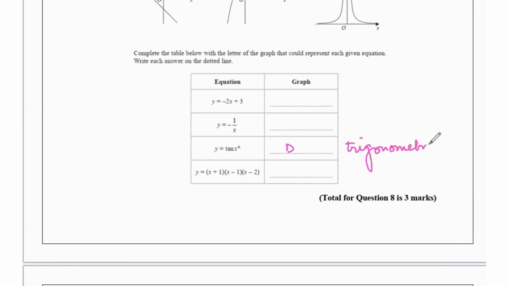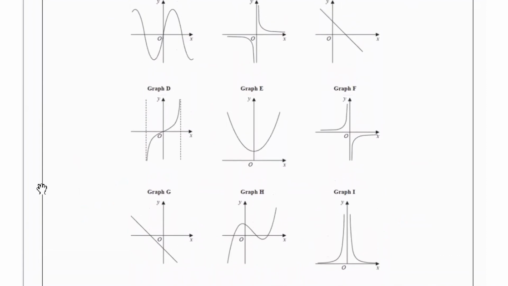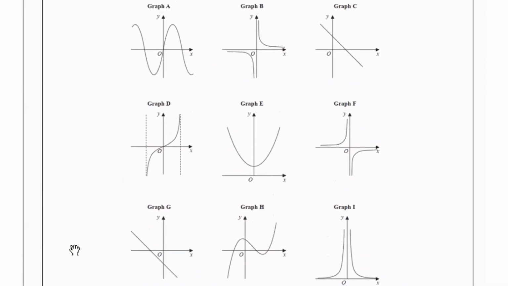Metric graph. Then y equals x plus 1 times x minus 1 times x minus 2. So when you have three x-intercepts, that means it's a cubic function. So for the cubic function, they only gave one graph, which is graph H.